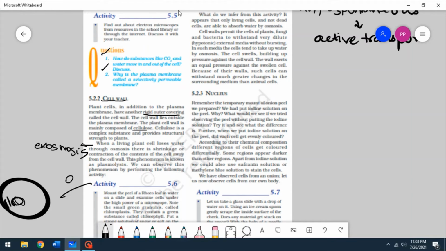That's how cells shrink when they have exosmosis undergone inside them. Okay, alright. This phenomenon is known as plasmolysis, when the contents of the cell shrink away from the cell wall.